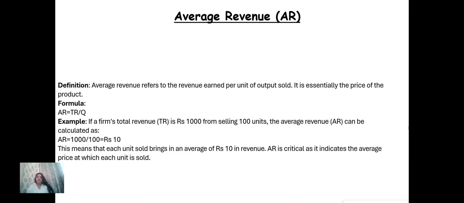Let's take an example: TR is rupees 1000 and the firm sells 100 units. So average revenue can be calculated as AR equal to 1000 divided by 100, equal to rupees 10. What AR shows us is the average price at which each unit is sold.